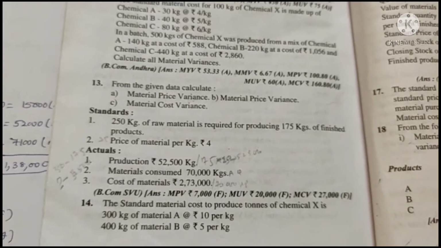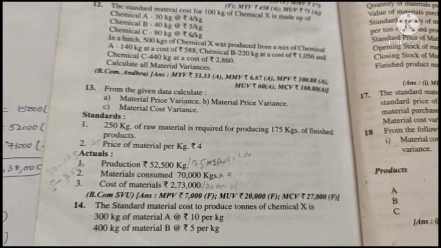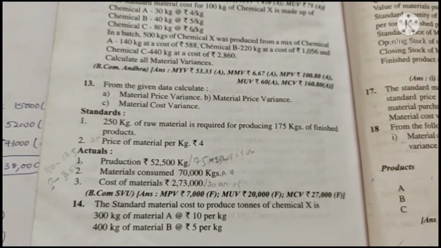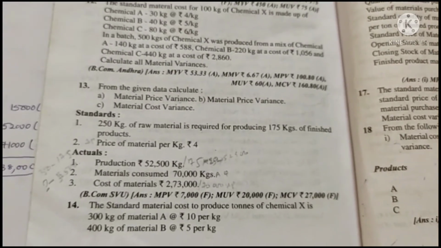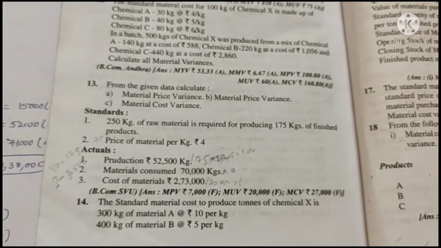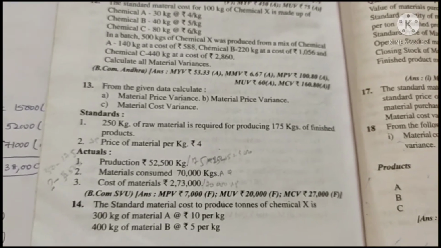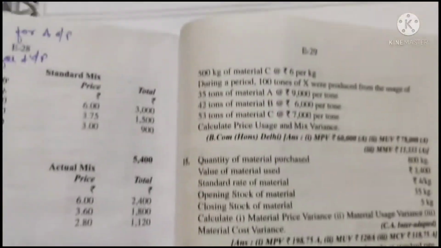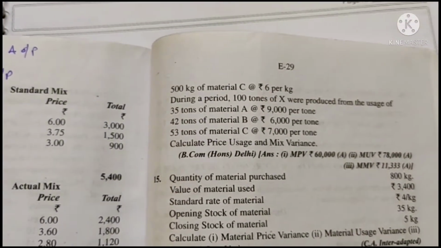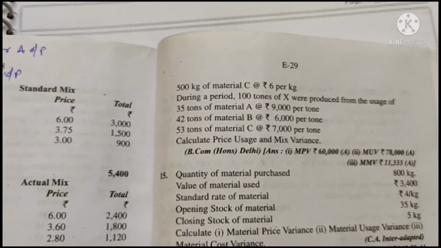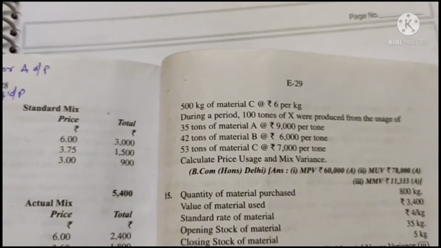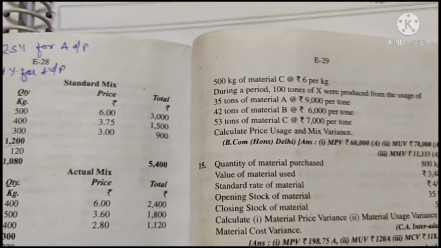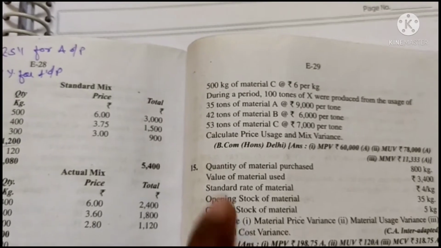Three things are required for producing chemical X. Material A, how much is required? 300 kg. Material B, how much is required? 400 kg of material B. And material C, how much is required? 500 kg of material C at a rate of 6 rupees per kg. So the standard information he has given per ton; later on I will explain the total question.